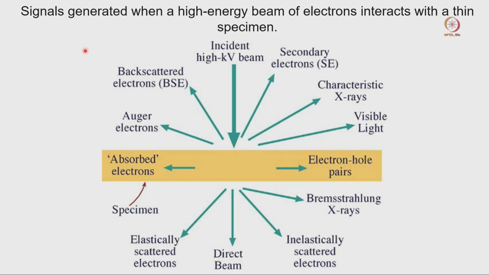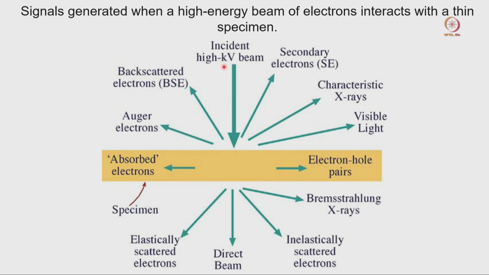So, let us take a look at the signal generated when a high energy beam of electrons interacts with a thin specimen. Here, this is our thin specimen and this is our incident high voltage, high kilovolt electron beam. I will just call this the incident beam, and when it interacts with the sample there are two possibilities, or you can say there are three possibilities.